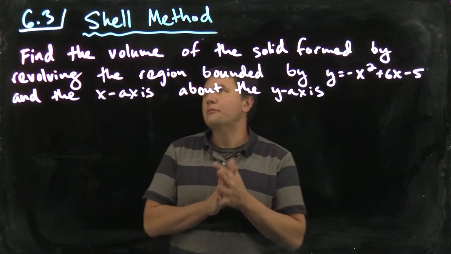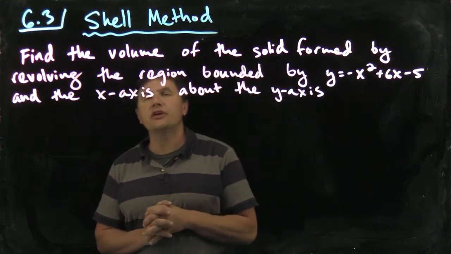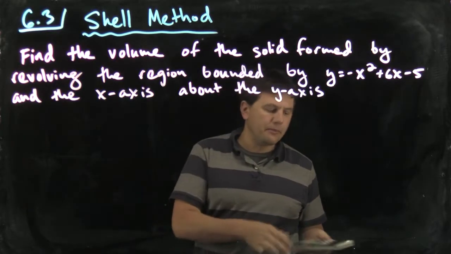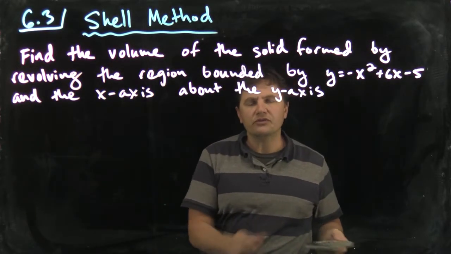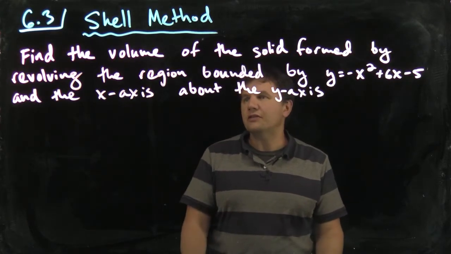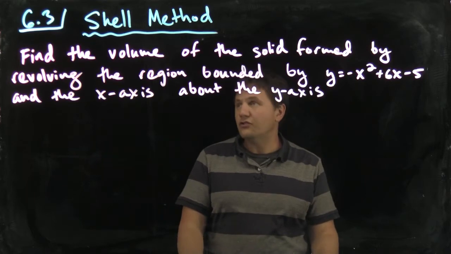Okay, today I'm going to talk about 6.3, the shell method. The shell method is another way that we can find the volumes of solids of revolution. It's going to be easier to use this method in certain situations, which I'll explain here.